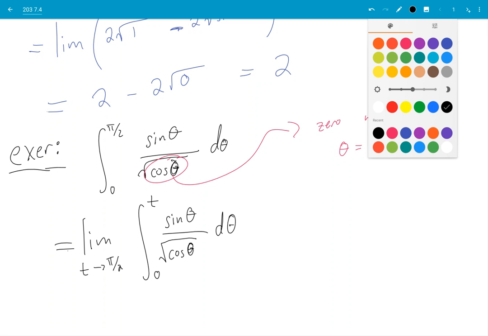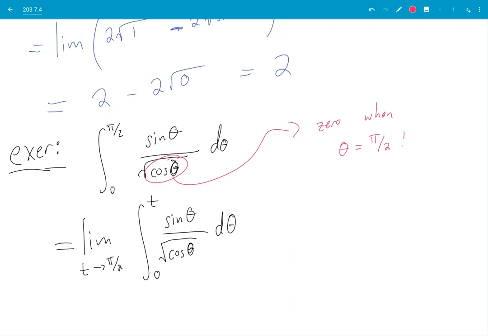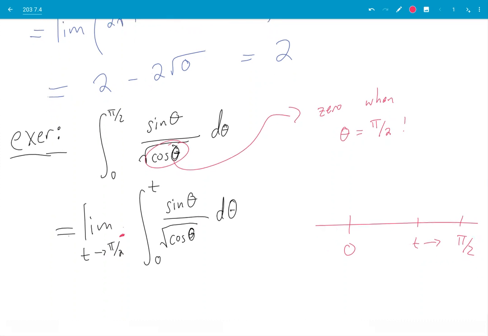Now, one more thing. I got to make sure. Is this pi over 2 plus or pi over 2 minus? Well, again, 0, pi over 2, stick your t in the middle, and it's going this way. So t is approaching pi over 2 from the left, so I put a minus here. Okay, I'll let you continue this one. And hopefully you'll get 2 again.